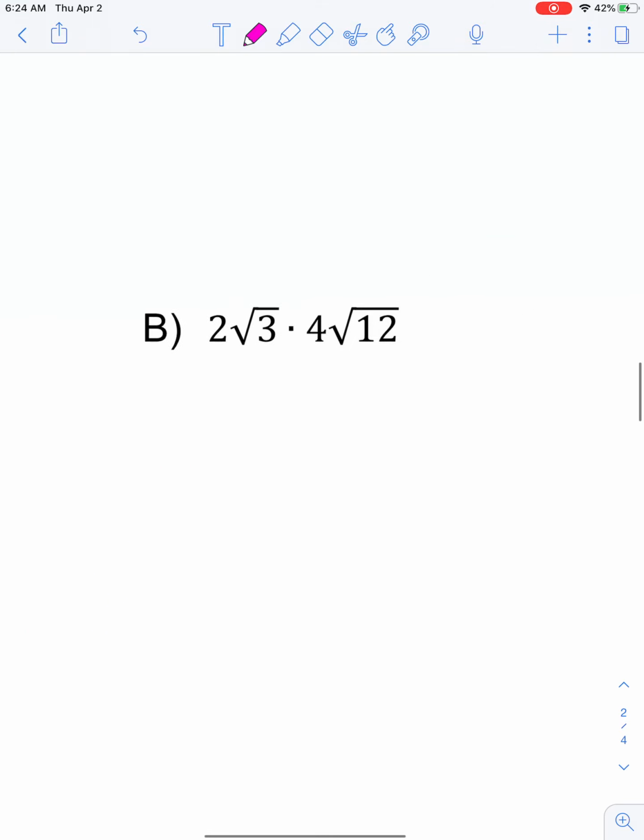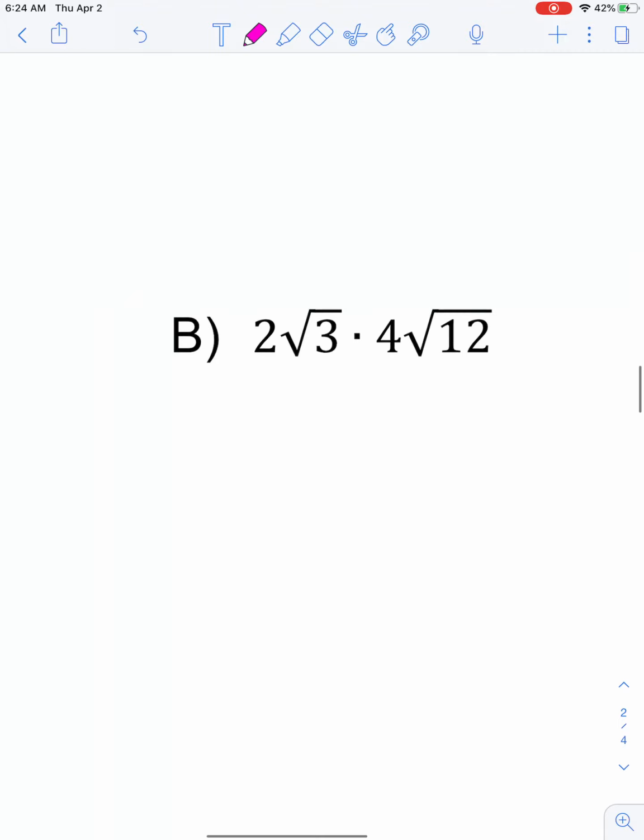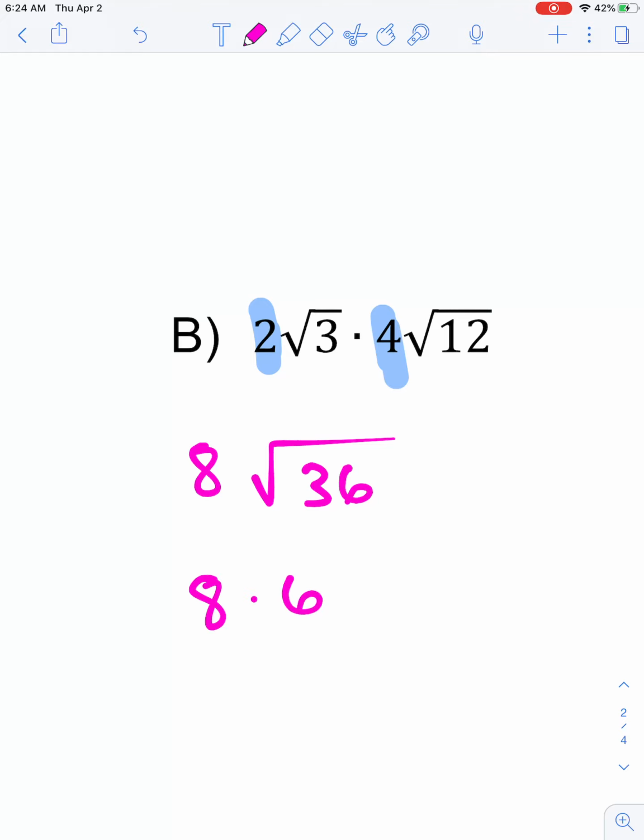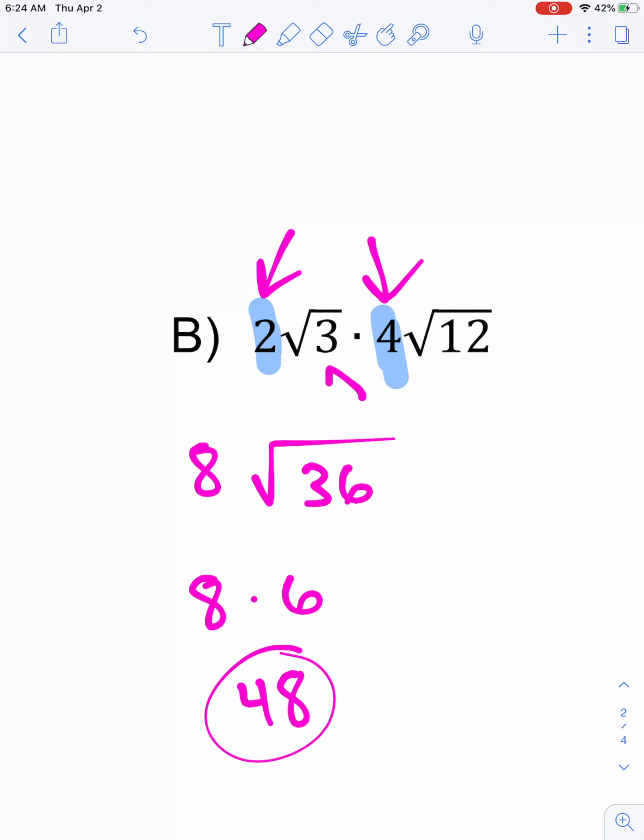All right. Here we're multiplying 2 root 3 and 4 root 12. So basically these numbers outside the roots we can multiply together. So 2 times 4 is 8. And then the numbers underneath the roots we can multiply together. So 3 times 12 is 36. Now since root 36 is a 6, the root goes away. 8 times 6 is 48, and there's our final answer. So we're kind of separately multiplying these numbers outside the roots together, and then we separately multiply these numbers underneath the root together.